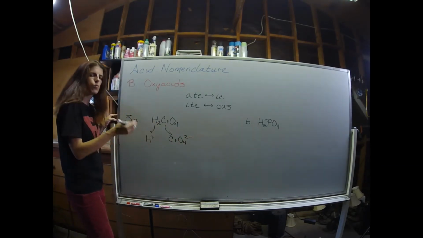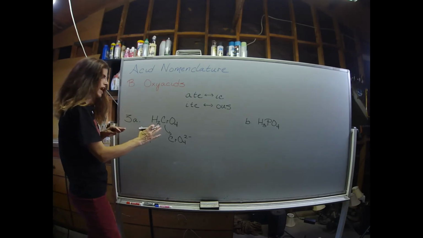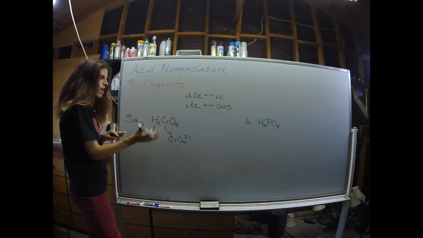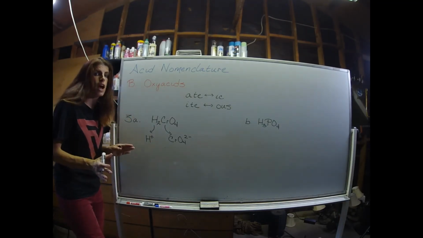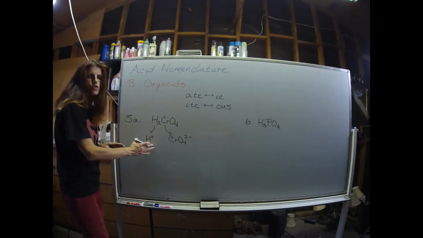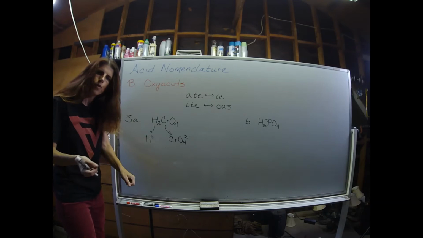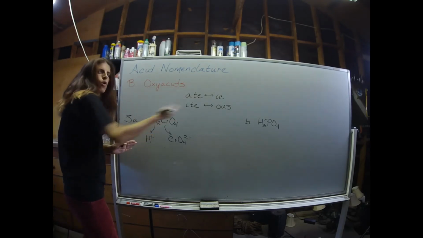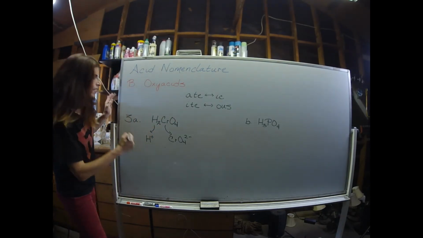A lot of times with the breakdown, students ask me, well, what happened to that 2? That 2 never belonged to hydrogen in the first place. The 2 came from the crisscross. So when they separate, the 2 goes back to the chromate. It goes back to where it came from.